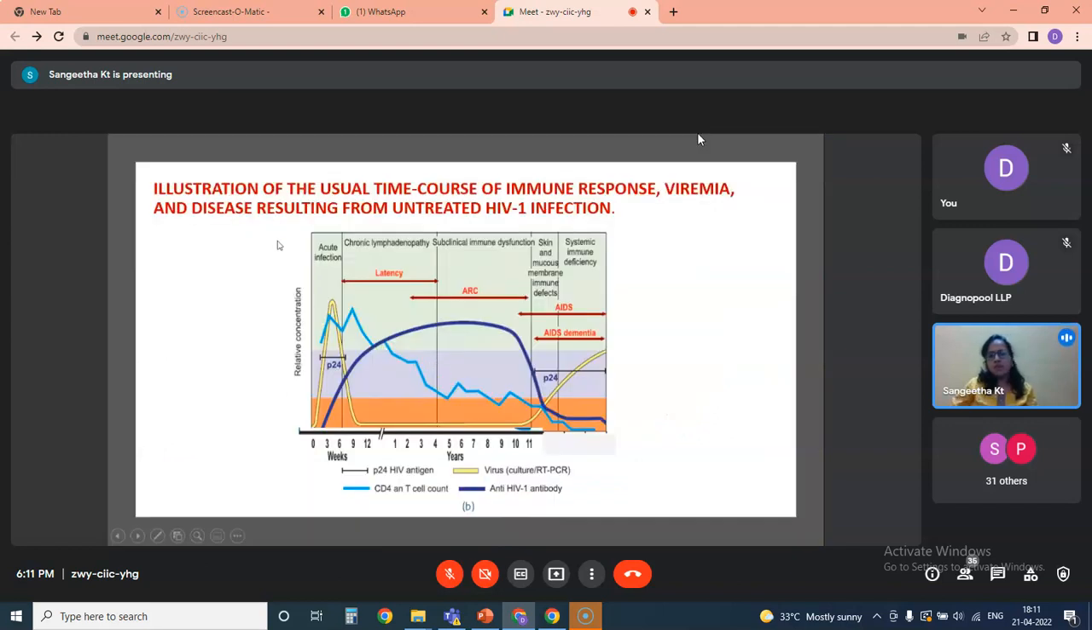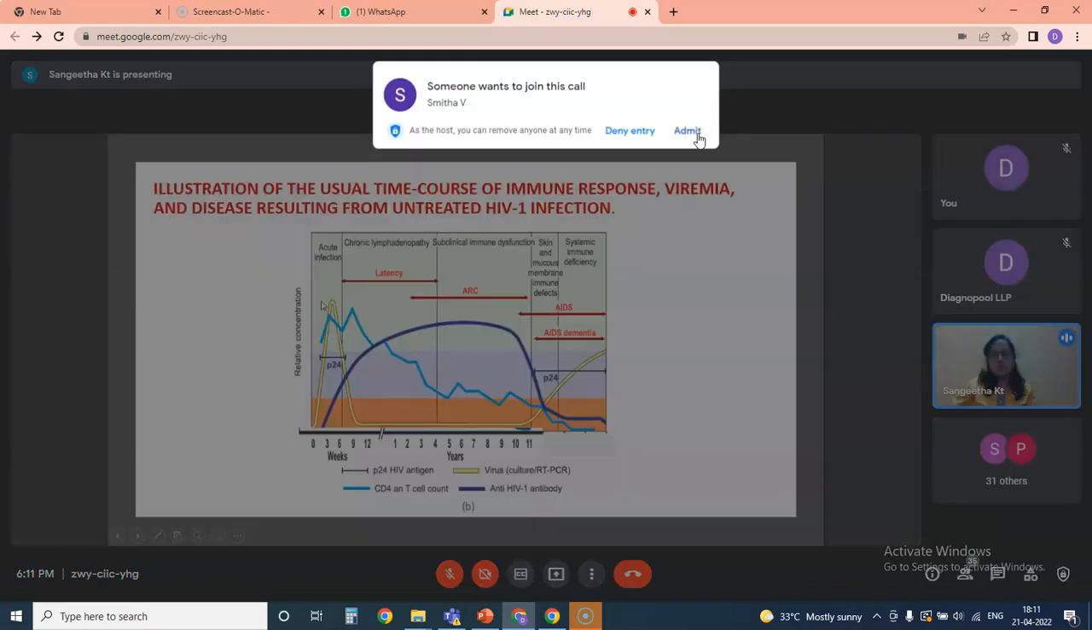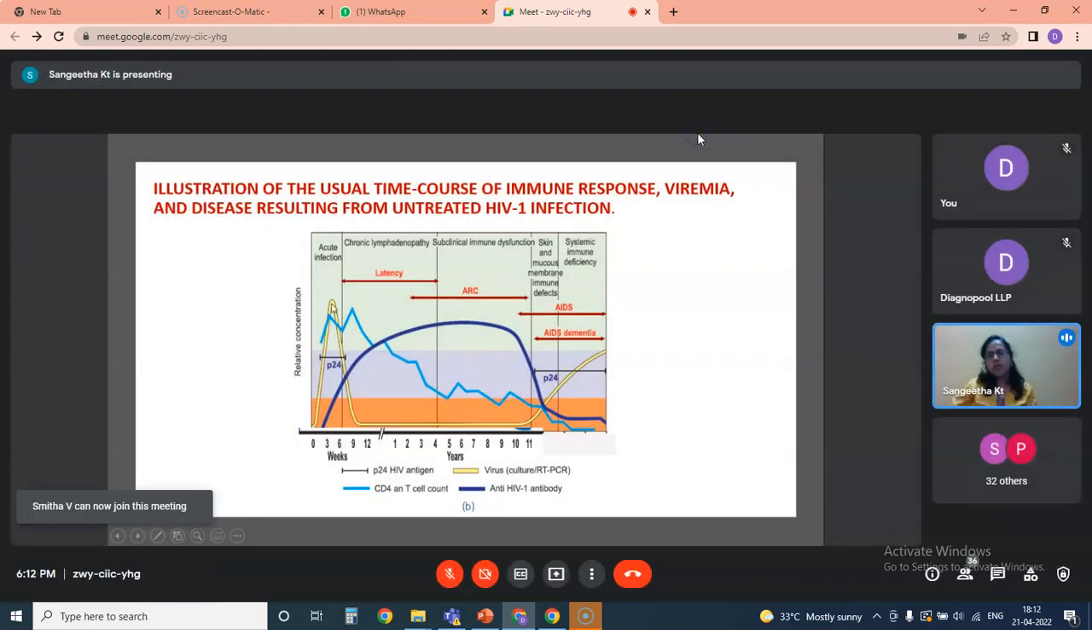Before that, when we go into the laboratory aspects, we need to know the usual time course of immune response, the period of viremia, and how the disease progresses in a patient with AIDS who is untreated. So here we can see the immune response. The first stage of HIV is when the patient gets infected, the acute infection phase, where the virus is attacking the CD4 lymphocytes and causing their lysis, and you can see the primary viremia, where the virus is spilling into the bloodstream, and the patient initially has flu-like symptoms.